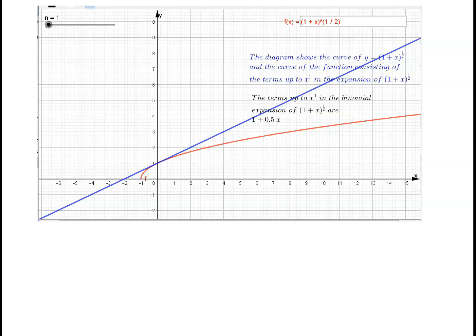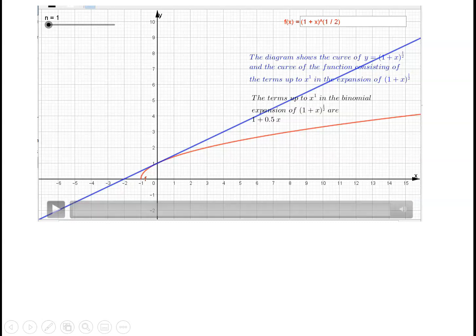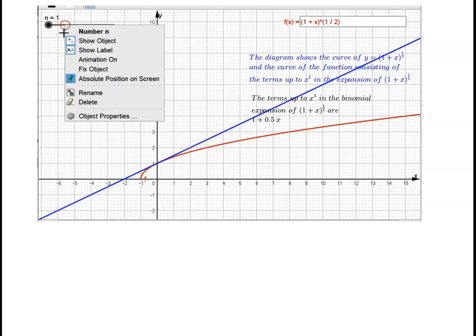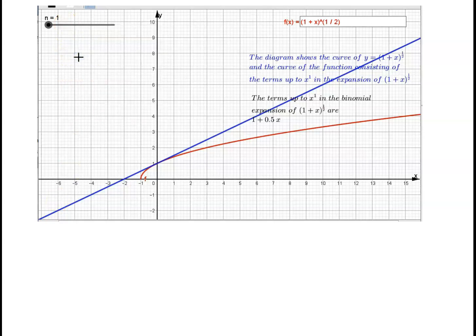So here we can see that the graph in red is the graph of (1 + x) to the power a half, and what we've got in blue is the linear approximation, which was just 1 plus a half x. So let's have a look at what happens if we start taking more terms in the expansion. At the moment we've got the case when n equals 1.